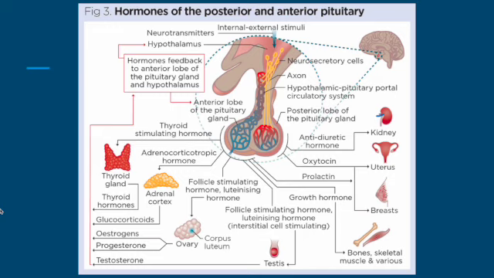So in the case of the thyroid, when the anterior pituitary makes the thyroid stimulating hormone, it goes and interacts with the thyroid, which will then make thyroid hormones, which can then have a physiological effect. And when the anterior pituitary makes adrenocorticotropic hormone, it can act on the adrenal cortex to create glucocorticoids like cortisol, and that can go and have a physiologic effect, et cetera, et cetera.